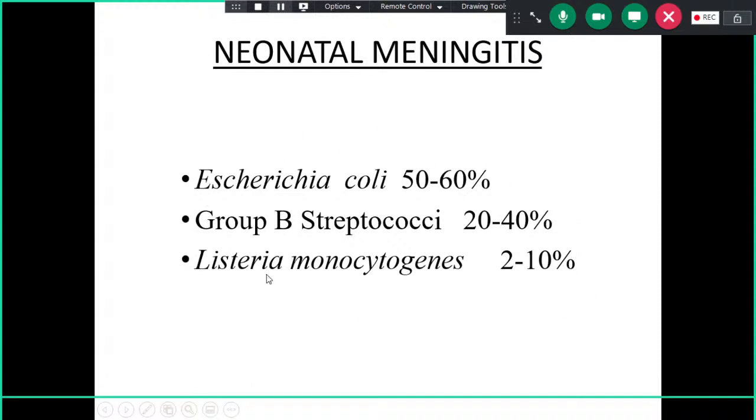So in developed countries like the US, the Center for Disease Control (CDC) guidelines say that any pregnant woman should be screened at 34 weeks for group B streptococci, Escherichia coli, and Listeria monocytogenes. And this screening for these organisms has reduced neonatal meningitis in the US to a large extent.